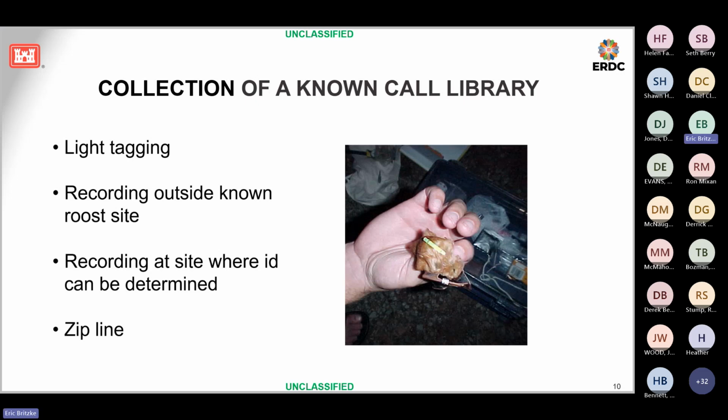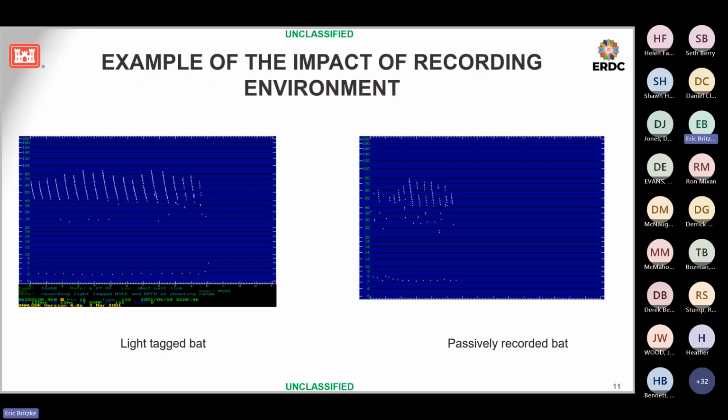Other ways we can do a call library: recording outside a known roost. So if we're careful, we can be selective. We can make that work. We can record at a site just where the ID can be determined. So sometimes we can see a red bat flying in a street light or something like that. And then there's also a zip line technique that works well for some species that will allow them to get known calls. But the idea is we're trying to get a good quality known call library.